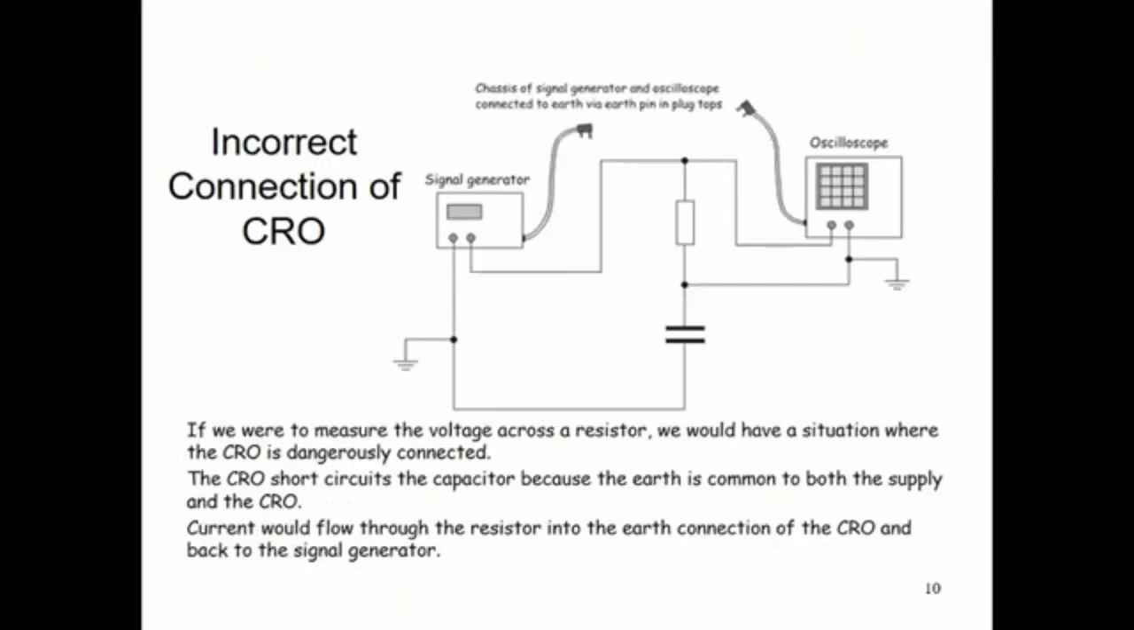But if you connect the same circuit this way, what you've done, you've basically connected the earth of the oscilloscope to one side of the capacitor, the earth of the signal generator to the other side of the capacitor. You have two earths. And what you've done, you've basically short-circuited this capacitor. And that can be really dangerous in some circuits.